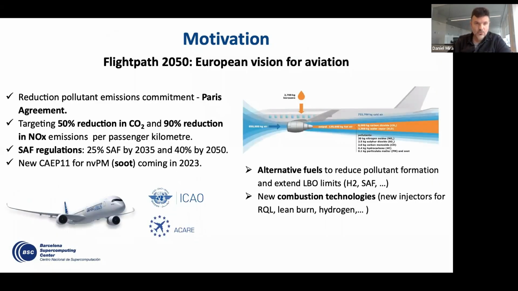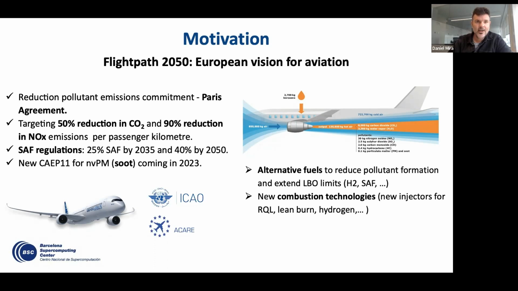Just more focused on the presentation, as people working in combustion are very aware, there are current trends in aviation towards the reduction of pollutant formation and also of the decarbonization dependency that we have in these power and propulsion systems for aircraft. There are regulations coming into play and some objectives given by ACARE that are targeting important reductions in CO2 and also pollutant formations like NOx and noise.